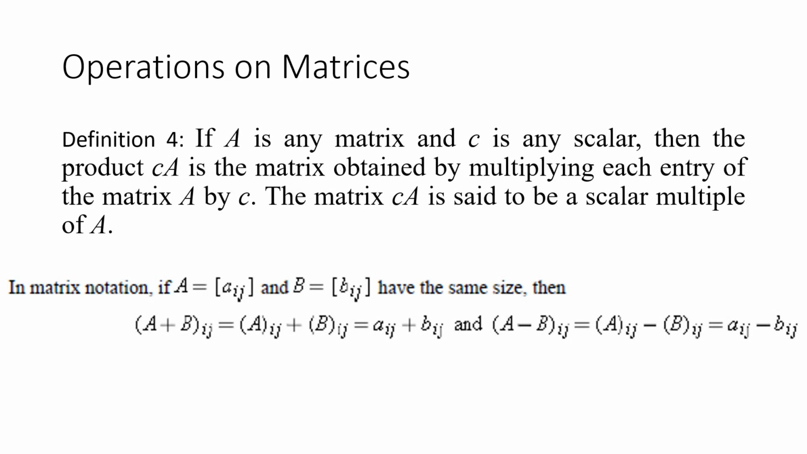So definition 4. If matrix A is any matrix and c is any scalar, the product cA is the matrix obtained by multiplying each entry of the matrix A by c. The matrix cA is said to be a scalar multiple of A. I just forgot to delete this one.